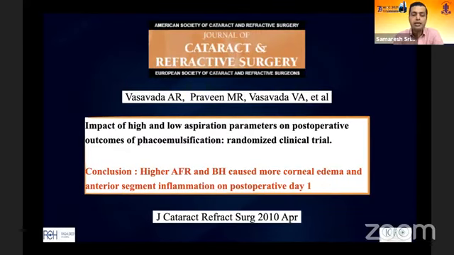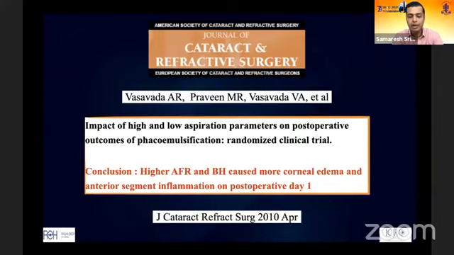So this started with our institute back in 2010, where our group published, we looked at two parameters, the low parameters and the high parameters. And when we say high parameters, we mean a few things. We mean a high bottle height, a high aspiration flow rate of 40 cc or above, a high vacuum, because a high bottle height is going to get fluid into the eye. A high vacuum will get the fluid out of the eye, and an appropriate phacoemulsification power.